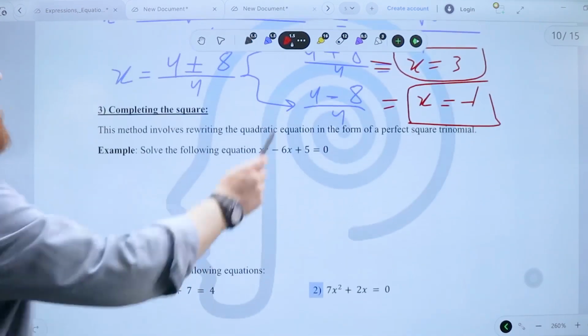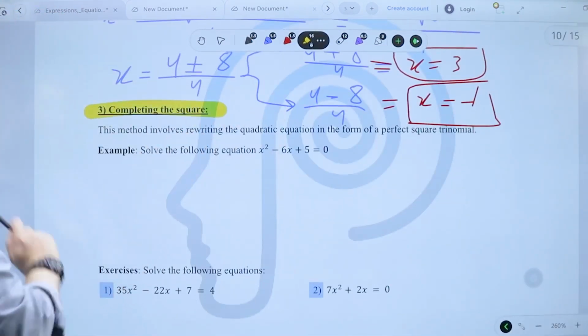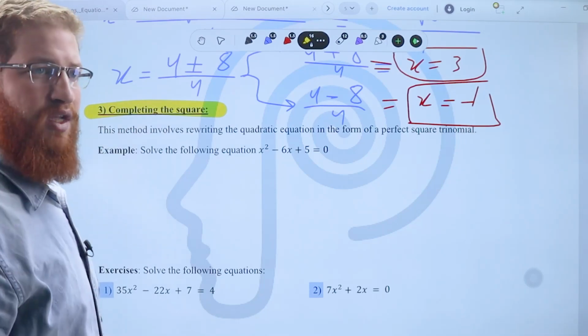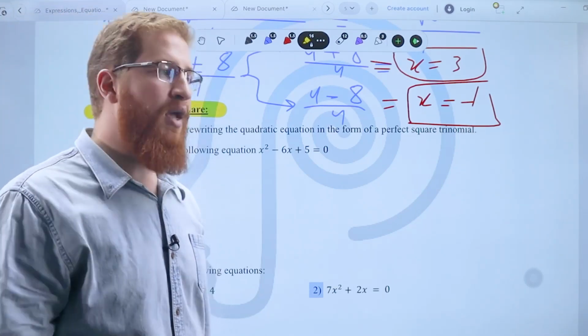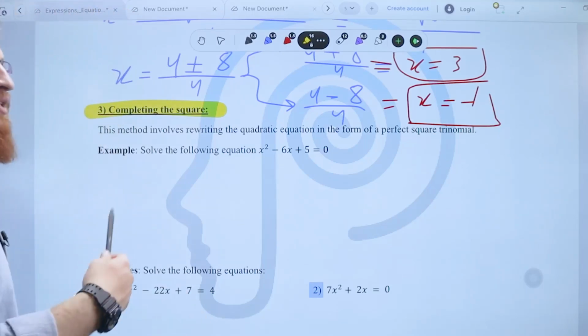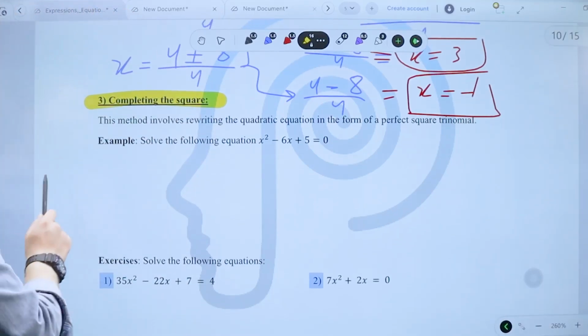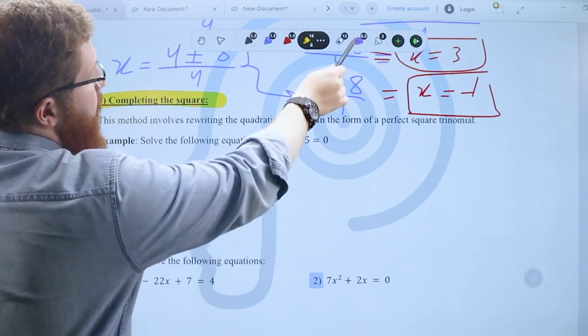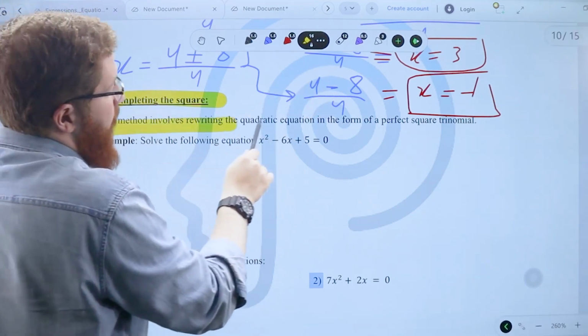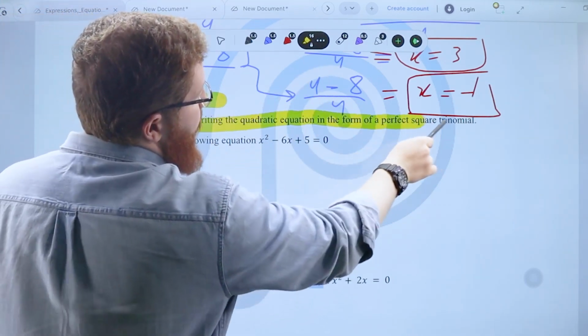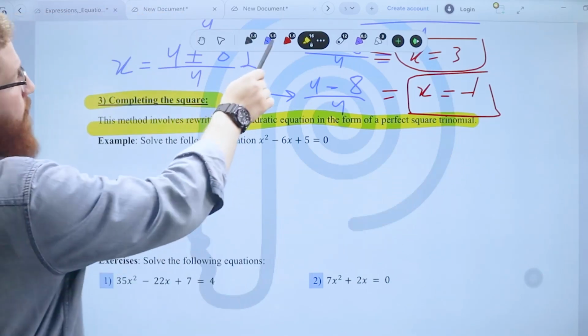Okay. The third method is completing the square. As we said, we solved an example about this, but we said we will talk about it more in detail in the future. This method involves writing the quadratic equation in the form of a perfect square trinomial.